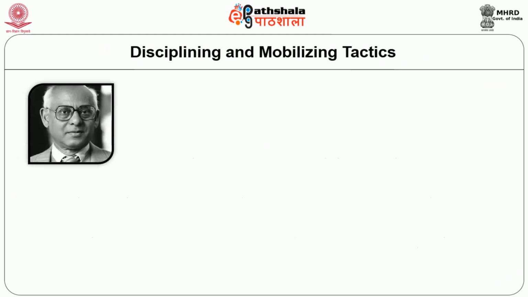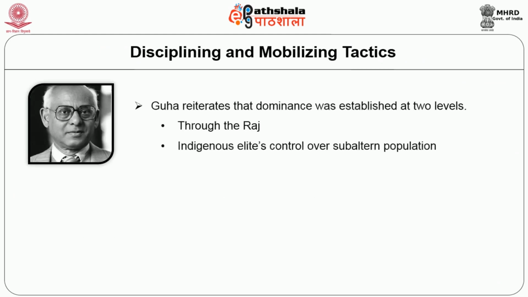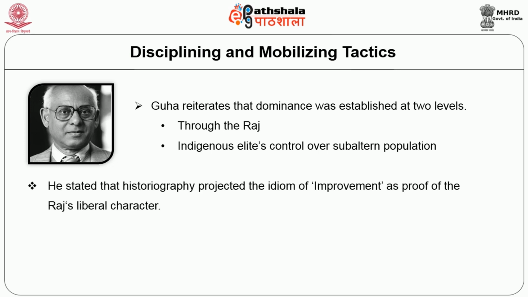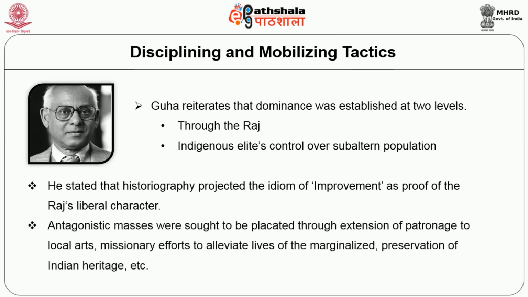Disciplining and mobilizing tactics. Guha reiterates that dominance was established at two levels, not just through the Raj, but also through the indigenous elites' control over the subaltern population. He stated that historiography projected the idiom of improvement as proof of the Raj's liberal character. Antagonistic masses were sought to be replicated through extension of patronage to local arts, missionary efforts to elevate lives of the marginalized, preservation of Indian heritage, etc.